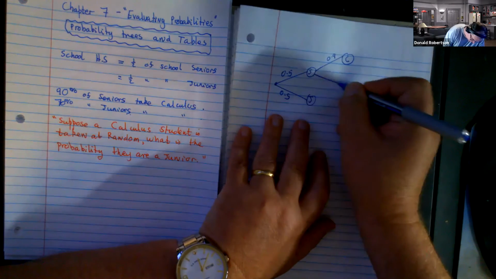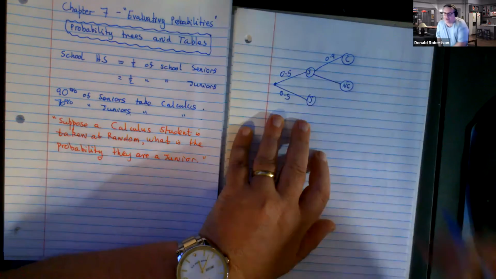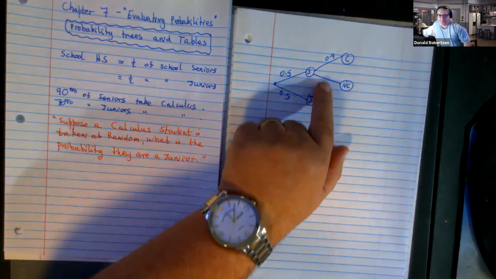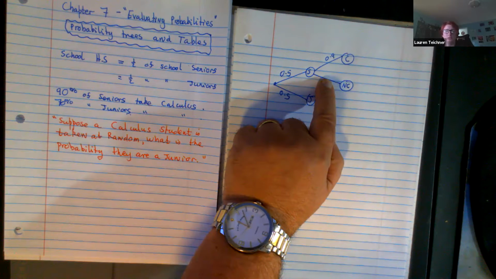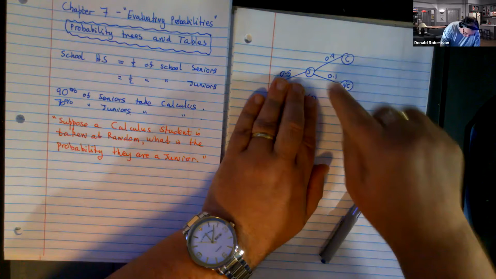Of course, the rest of them are not going to take calculus. So I'm just going to call them not C. What percentage do not take calculus? What percentage of seniors don't take calculus? 0.1. Have you noticed the pattern in a probability tree is that any split is made up of two numbers that always add up to 1. So if you know one of them is 0.3, you know the other's 0.7, right?